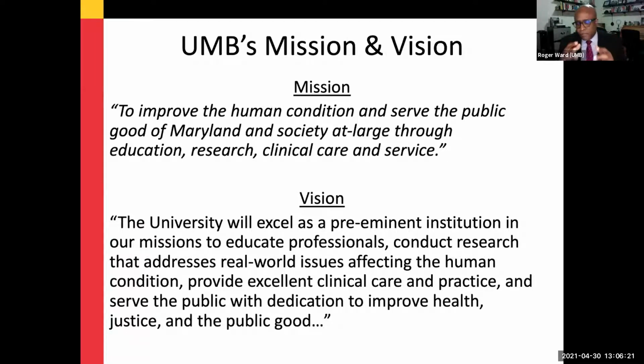So as the individual responsible for helping to curate, craft, and implement the university strategic plan, and I'm in my third cycle of engaging in strategic planning at the university as we speak, we always start with our mission.